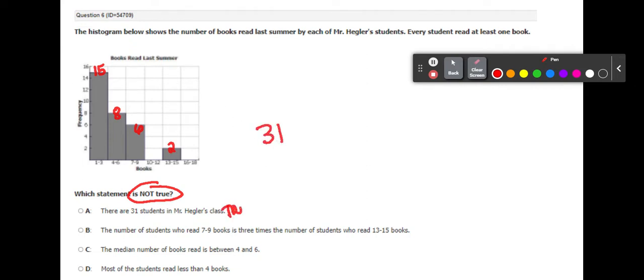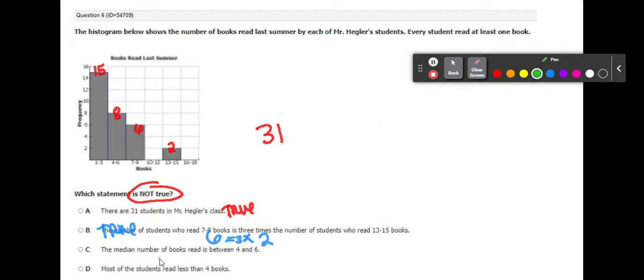So that's true. The number of students who read 7 to 9 books is 3 times the number of students who read 13 to 15. Okay, so 7 to 9 is 6, and 13 to 15 is 2. Is 6 3 times more than 2? Yes, it is. 2 times 3 equals 6. So that one is also true. All right, let's look at C.